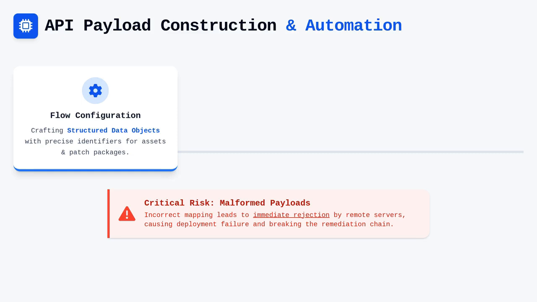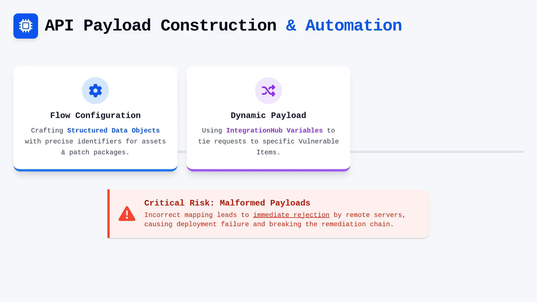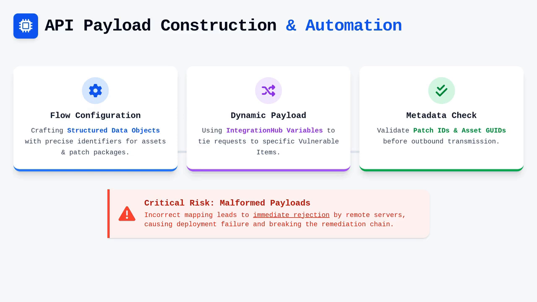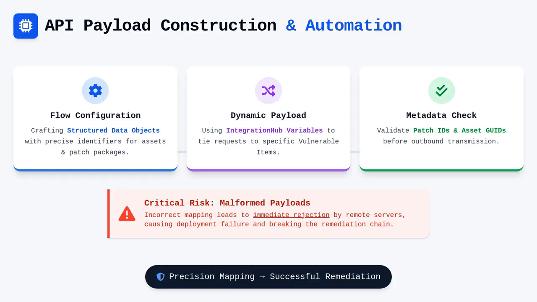You should leverage the Integration Hub input variables to dynamically populate these payloads, ensuring that every deployment request is uniquely tied to a specific vulnerable item or group of items. Always include validation steps within your flows to check if the necessary metadata, such as patch identifiers and asset GUIDs, is present before the payload is ever transmitted outbound.